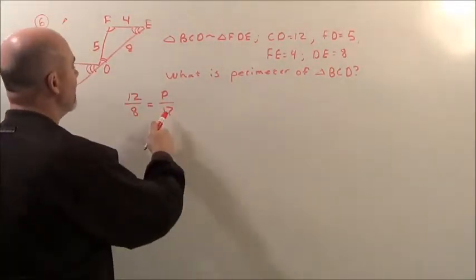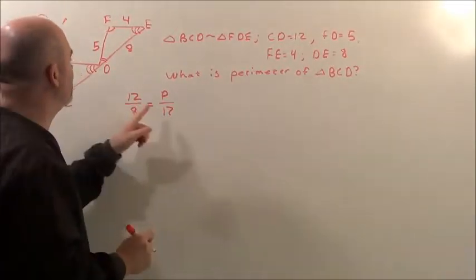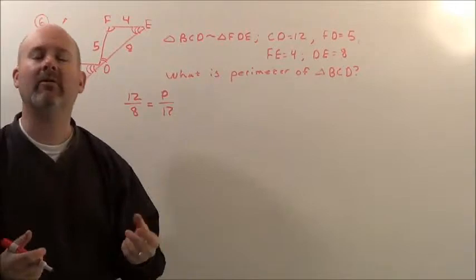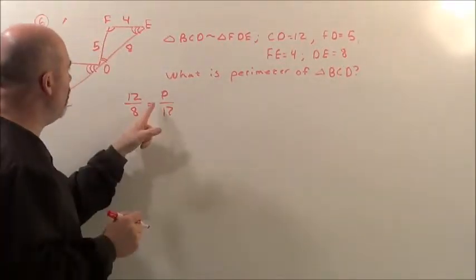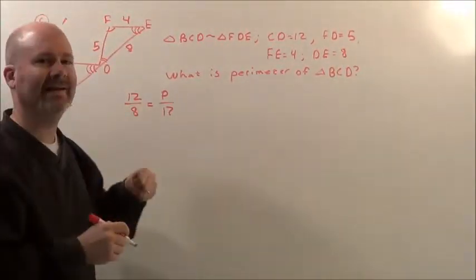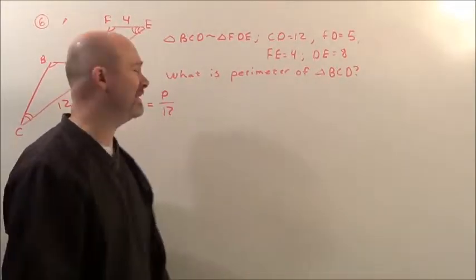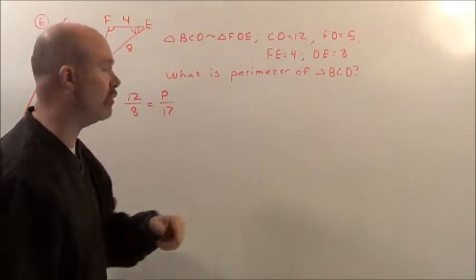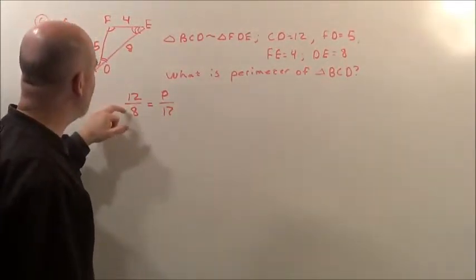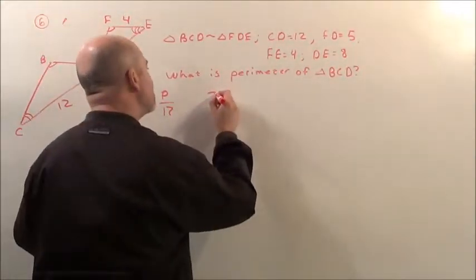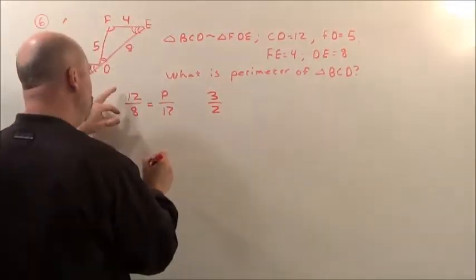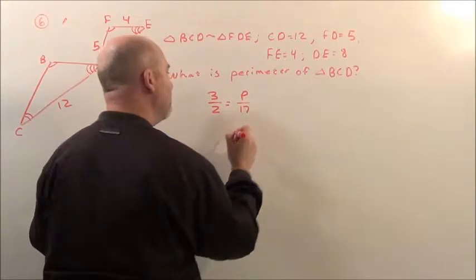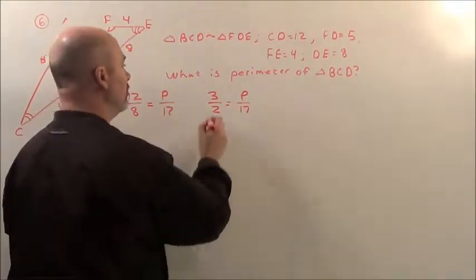Now, doing this, I might have a little trouble here. We could just grab the calculators and do 8P equals 12 times 17 and get our answer. But I might say, hey, I don't have a calculator on me. This is a little difficult. Maybe I want to simplify this 12 eighths before I do any multiplication. I know they both can be divided by 4, which makes this 3 over 2 equaling the perimeter of that one over 17. Now it's a little easier to do.